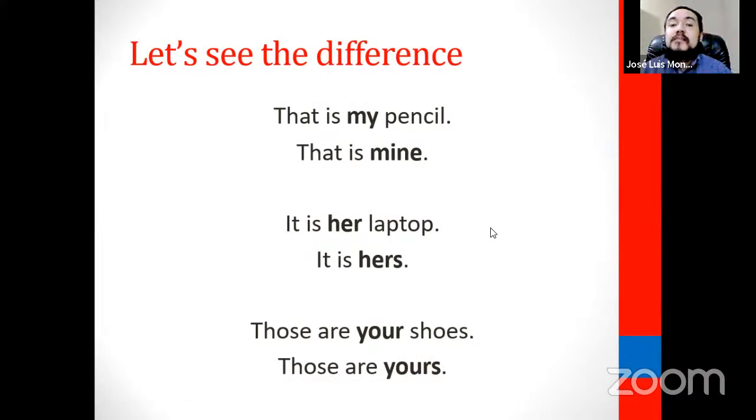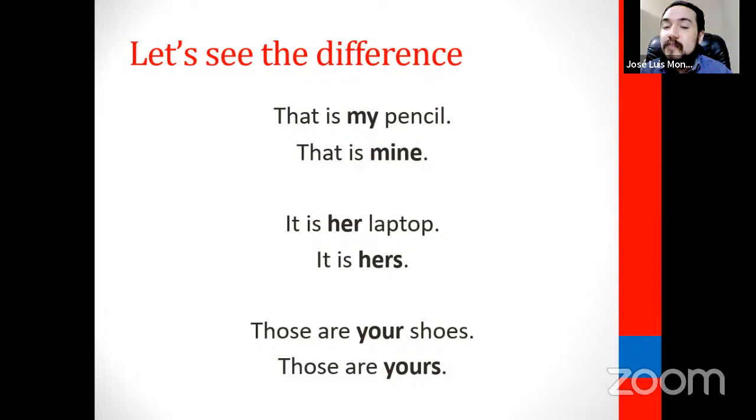Okay? So we have this over here. We have that is my pencil, that is mine. It is her laptop, it is hers. Those are your shoes, those are yours. All of them are related to possession, but some of them are what we call possessive adjectives, and some of them are possessive pronouns. And if we know the basic meaning of those words, we know which one is which, right?